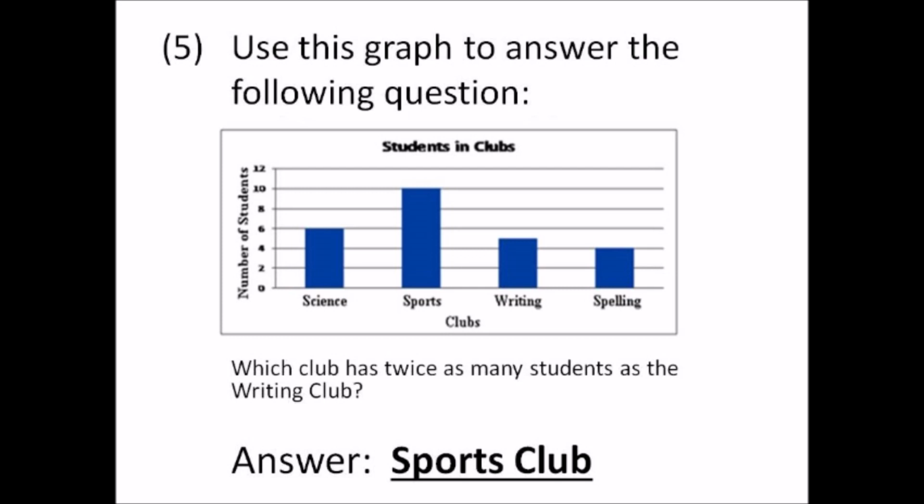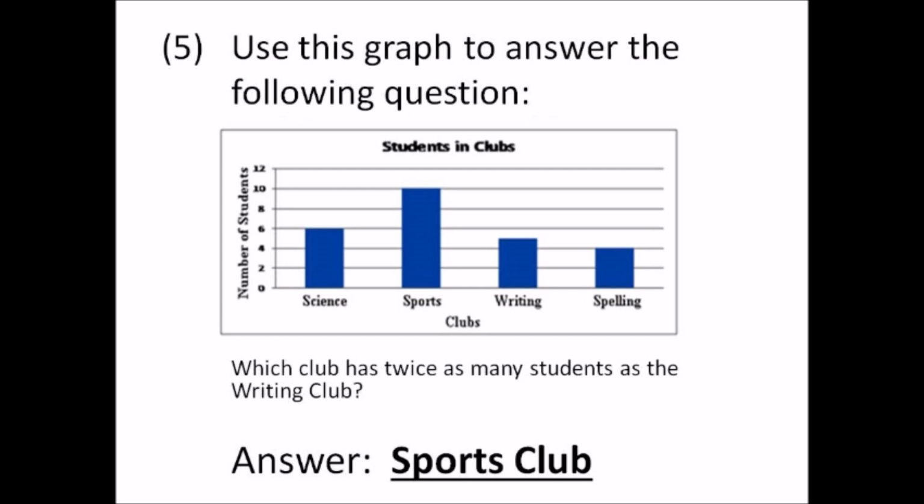Number 5. Use this graph to answer the following question. Which club has twice as many students as the writing club? Practice, students, putting numbers above the bars. So for science, it was 6. For sports, 10. Writing is the hard one. It's halfway between 4 and 6. 5. Spelling was 4. So we have to look at the writing club as 5.